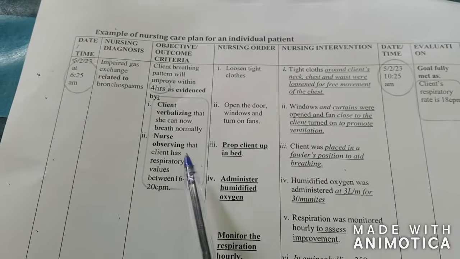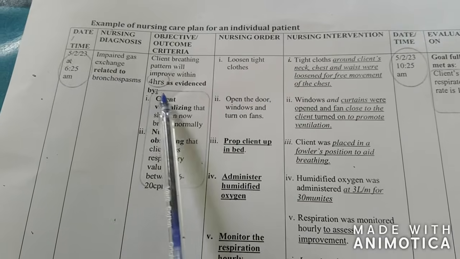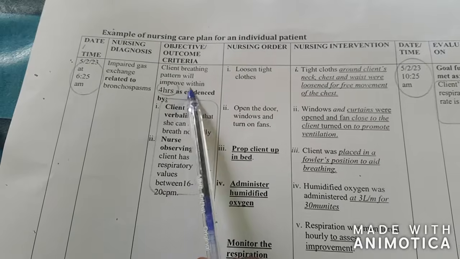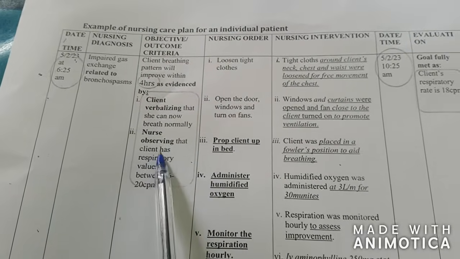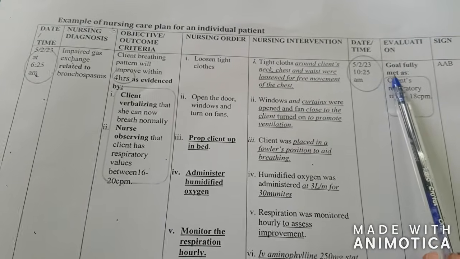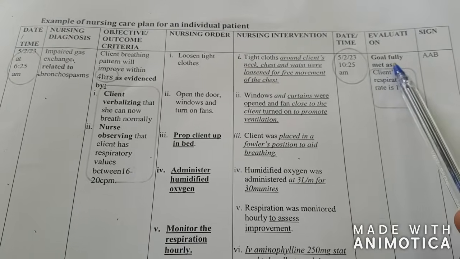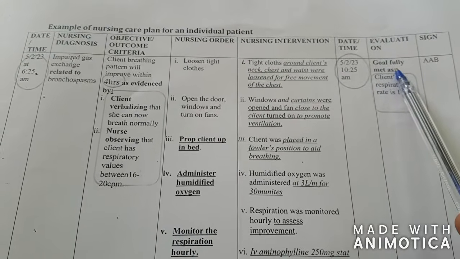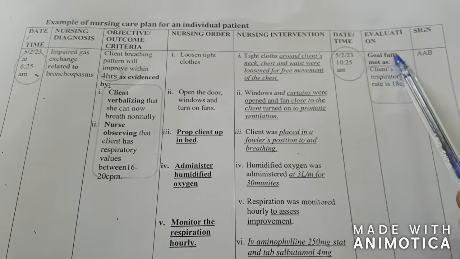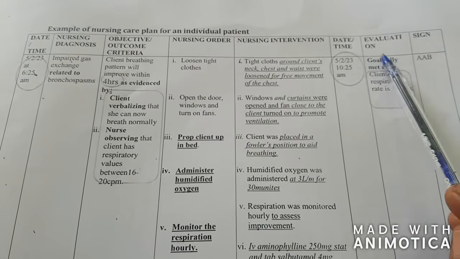So we see some parts are bolded. We have related to, as evidenced by, client verbalizing, nurse observing. These bolded parts are usually words that we don't change. So if it is goal fully met, you can't go and say objective has been achieved. In the care plan language, for now, this is what we are using. I don't know why, but we don't change it.